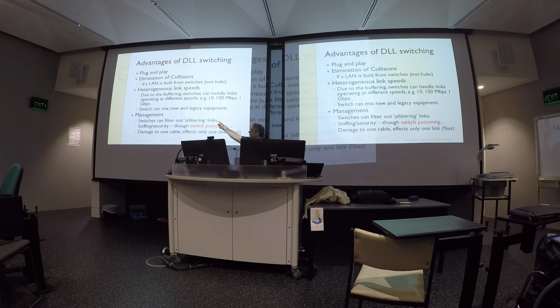It now gets filtered out in modern switches by an algorithm that detects jabbering links that might be filling up the table. But certainly in early switches, this was quite a good way of taking away the security of separation that you get from switches only sending things down the links to which they are addressed. It was called switch poisoning. It's quite interesting. Look it up if you want. And as I said, damage to only one cable only affects one link. That's true for both hubs and switches.